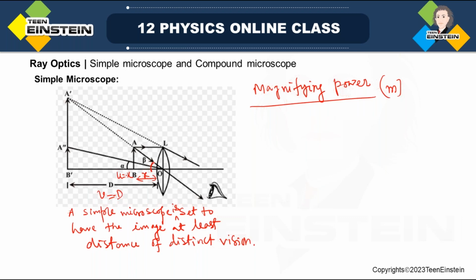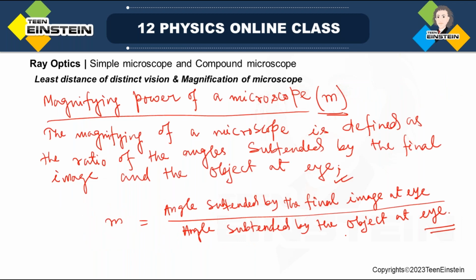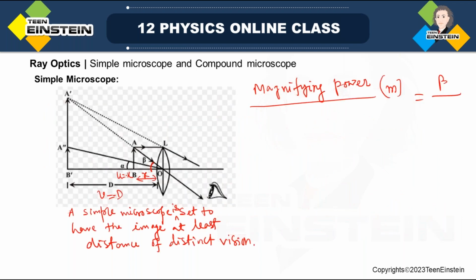Okay, so this angle is beta. So this beta angle is the angle, so I can write it here. This is beta by what? Beta by the angle, the angle subtended by the image at the eye. Now in the denominator should be the angle subtended by the object at the eye, right?